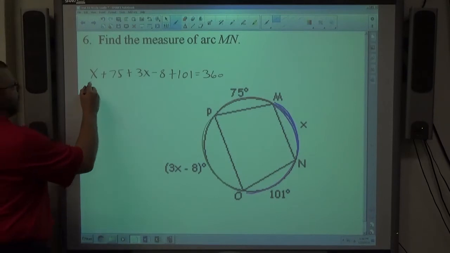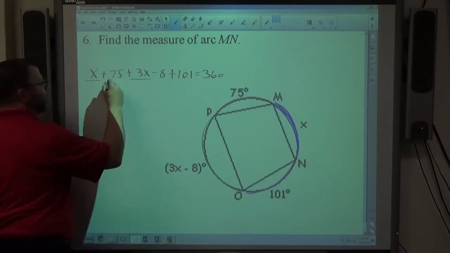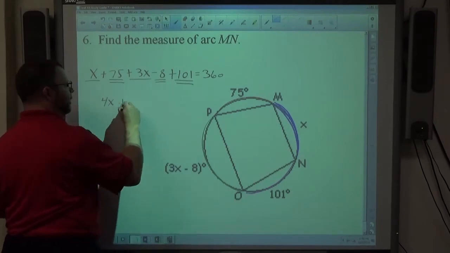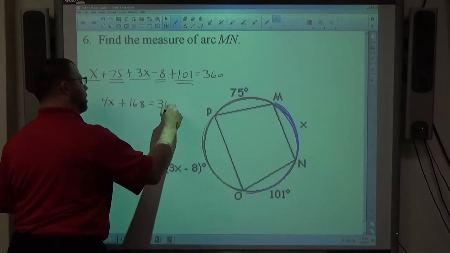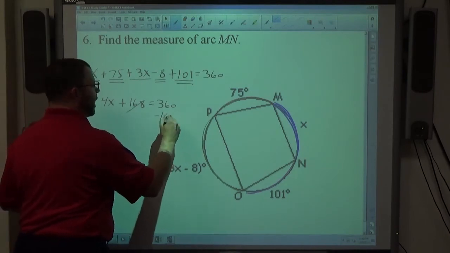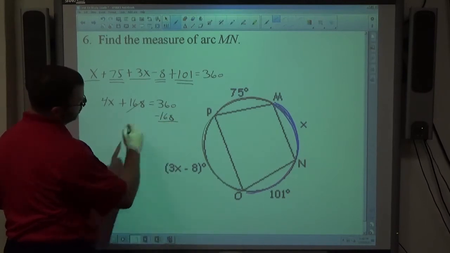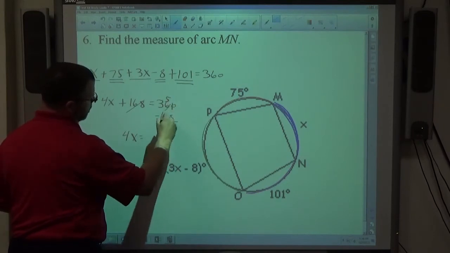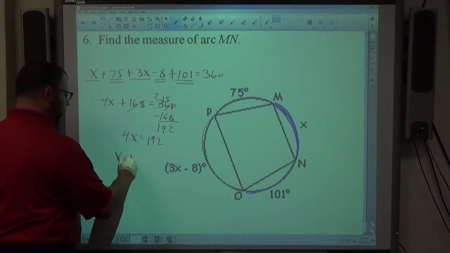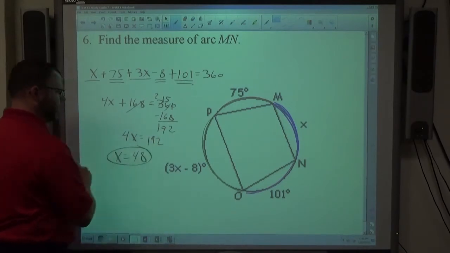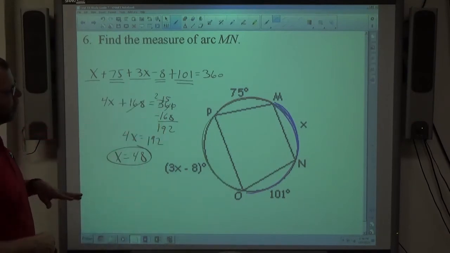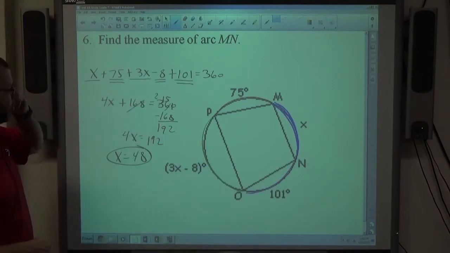Combine like terms on the left-hand side, 1x and 3x make a total of 4x. 75 and 101 is 176, minus 8 is 168. So 4x plus 168 equals 360. Move the 168 over and subtract. We get 4x is equal to 192. Divide both sides by 4, we're going to get 48. So x is going to equal 48. So expect on the test it's going to be that same kind of picture. All the arcs add up to 360, solve for x because that's what MN is going to be.